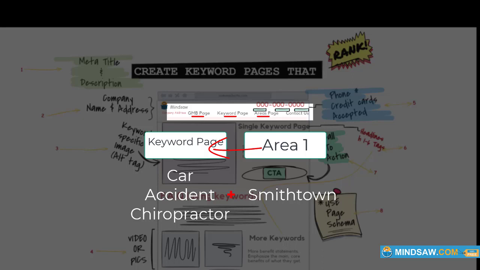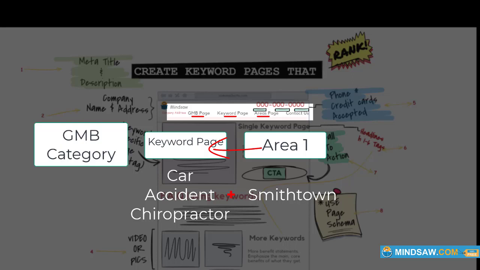Now, what you need to do on the car accident chiropractor page is link to the proper GMB category. In this case, it's going to be the chiropractor page, because that's the GMB category for car accident chiropractor. So the areas we serve page links to the keyword page, and the keyword page links to the home page, because that's the page that's all about chiropractor. Simple, right?